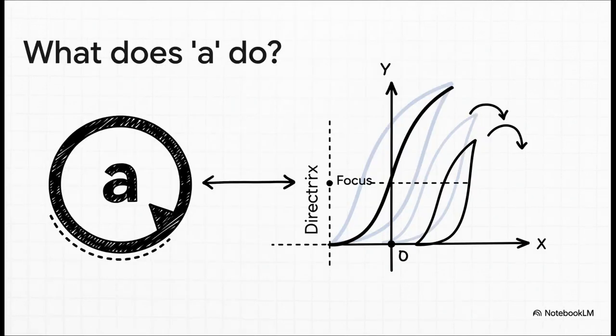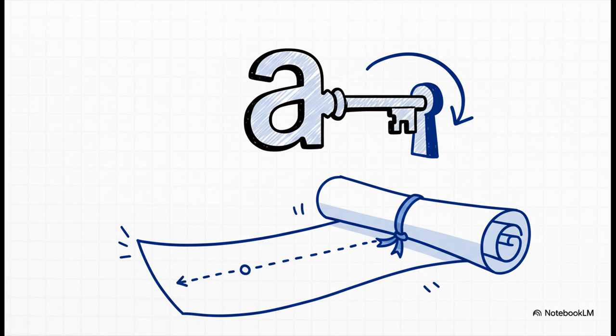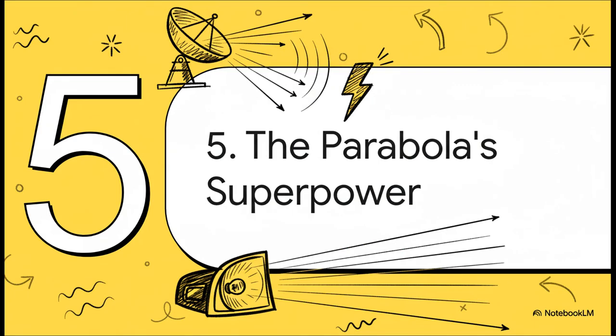The real star of the show in this equation is that little letter A. It's not just some random number, it's basically the control knob for the entire shape. The value of A tells you exactly where the focus is. It tells you exactly where the directrix is. And if you change A, you can make the parabola wider or narrower. Isn't that wild? All of that elegant geometry we were talking about, the focus, the directrix, that perfect curve, it's all encoded and controlled by this one tiny variable. Talk about efficiency.